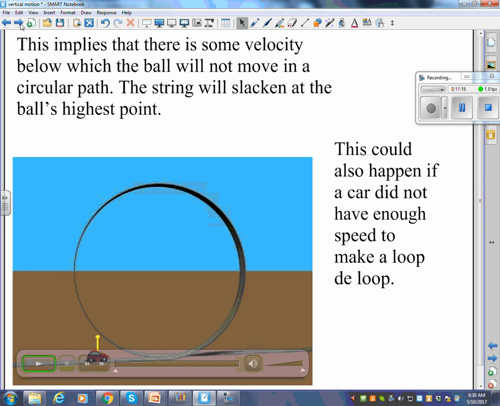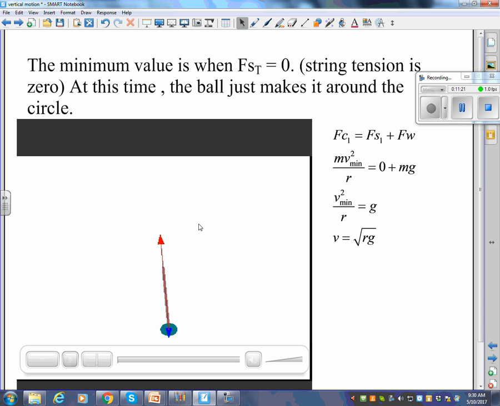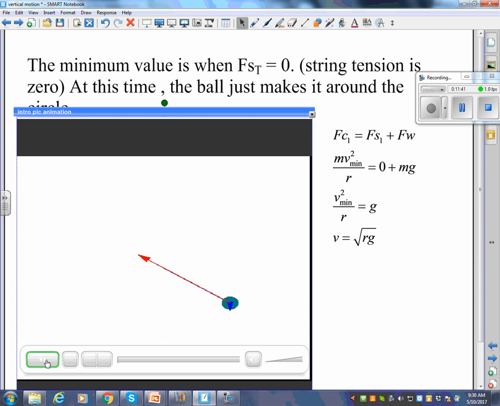So, how can I come up with some formula for this critical velocity? The minimum value is when the string tension is 0. When the tension in the string at the top is exactly 0, that's the slowest possible speed it can go. Okay? At this point, the ball just makes it around the circle. Just gets around it.